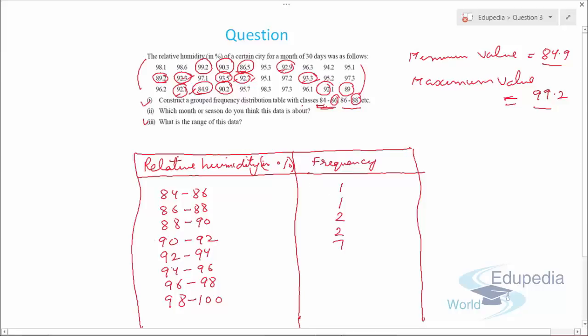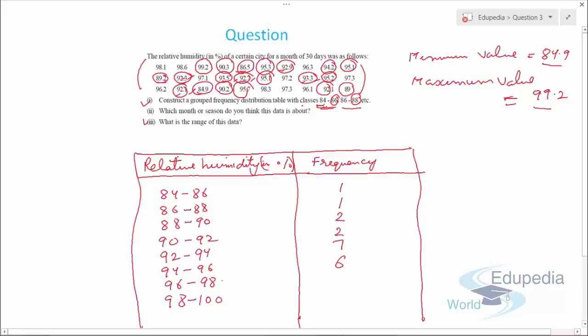Then we need to do for 94 to 96. So this means it should be equal to 94 or greater than 94 but less than 96. So we need to search 94. So this can be the first value, right? Second, third, right? And this is fourth, fifth, and this is sixth, right? So we have 6 values.